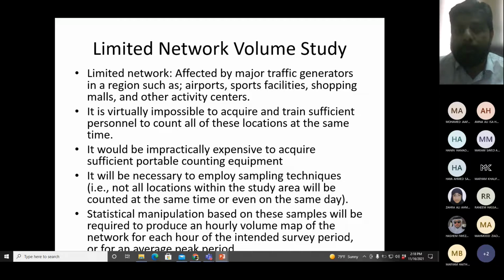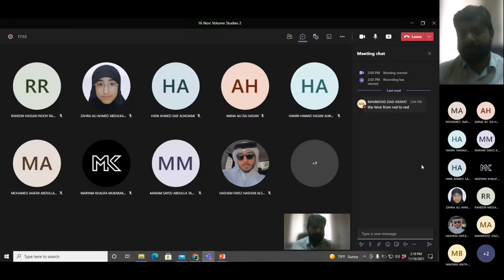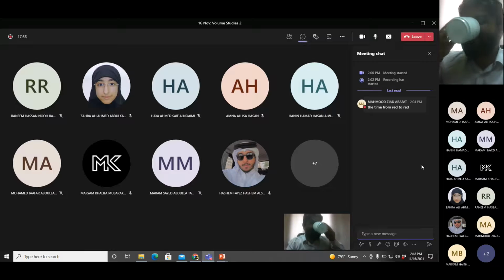Okay, for example, airports, sports facilities like stadiums, shopping malls, these are all considered as traffic generators because traffic generated by them is significantly higher than other facilities. Now, can you give me another example for a traffic generator facility, a facility which generates more traffic than others? Go ahead. University, doctor.